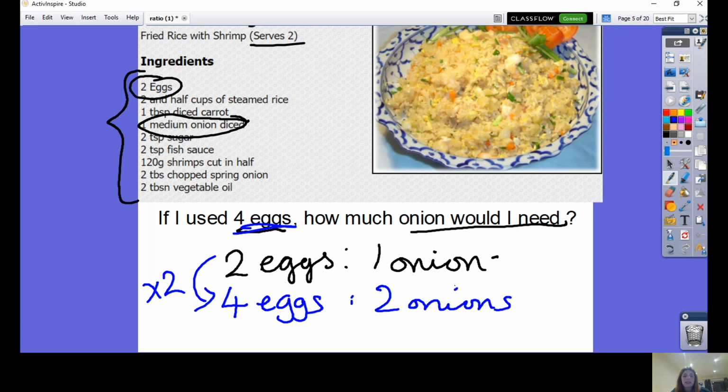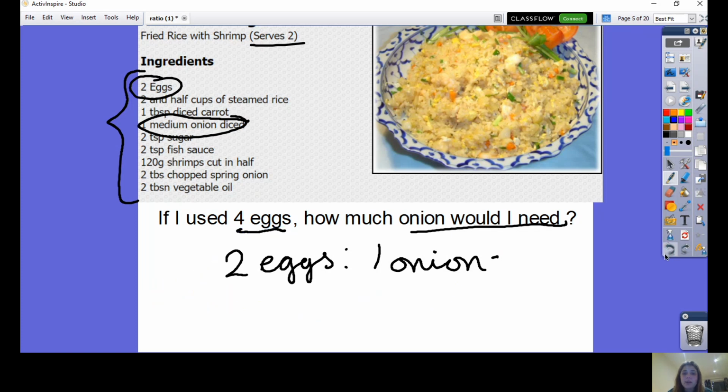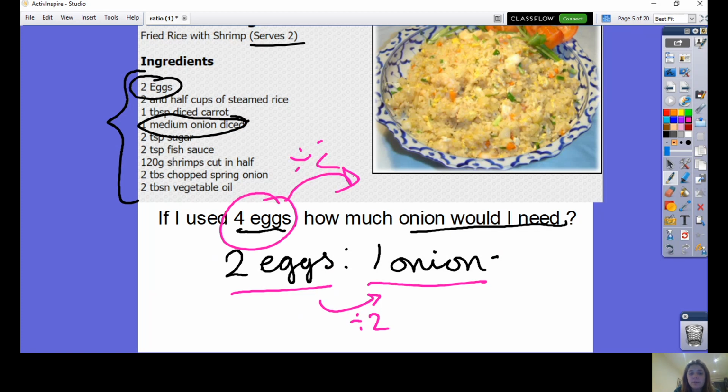So that's the way we did it yesterday, but there's actually another way you can solve some of these, and that is spotting the relationship between those 2 ratios. 2 eggs, 1 onion. That relationship is half. You divide by 2 to get from one to the other. So if I know I need 4 eggs to get to onion, I can just divide by 2. 4 divided by 2 is 2. This works especially well if you've got very obvious doubles, halves, timesing by 3. So for some of them, you might find it quicker doing that.